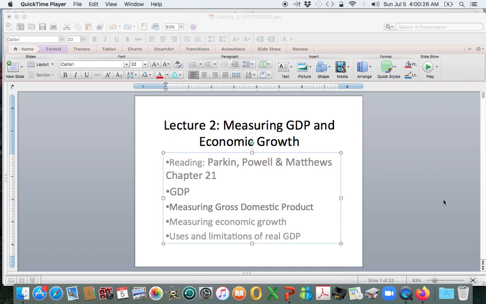So let's begin our second week's lecture by looking at chapter 21 from your text, Parkin, Powell, and Matthews. The text is named Economics. We're going to start talking about GDP, or what is better known as the gross domestic product, and we'll also learn how to measure gross domestic product or GDP, measuring economic growth, and also review the uses and limitations of real GDP.